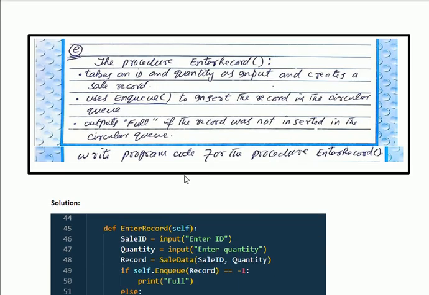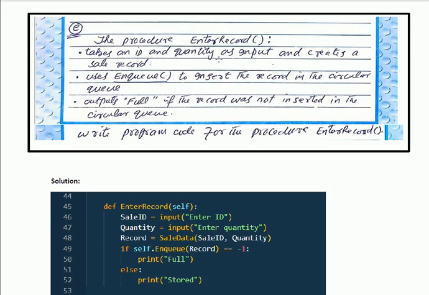In the part E, the procedure enter record takes an ID and quantity as input and creates a sale record. Use Enqueue to insert the record in the circular queue. Output full if the record has not been inserted in the circular queue. Write the program code for the procedure enter record.